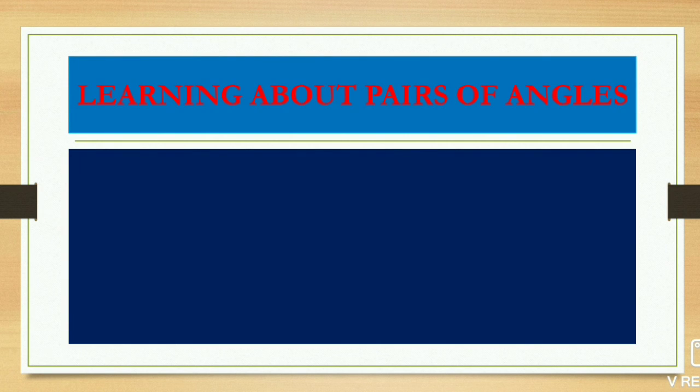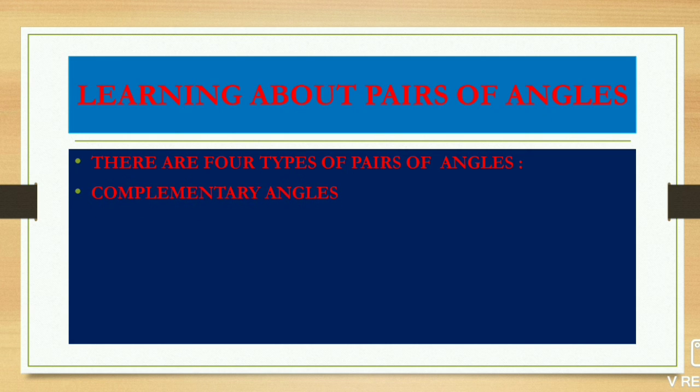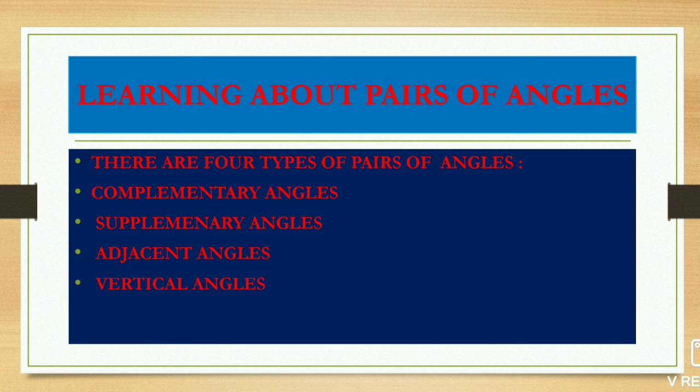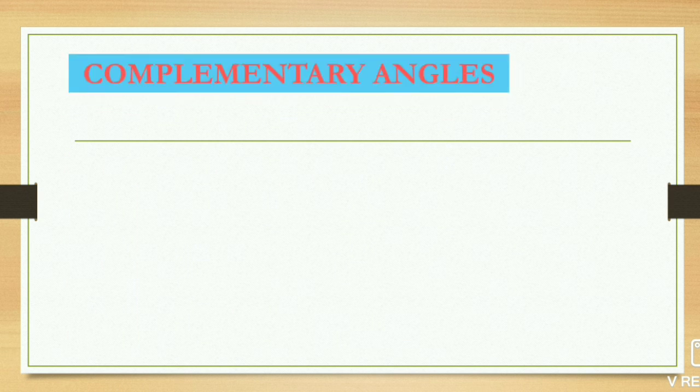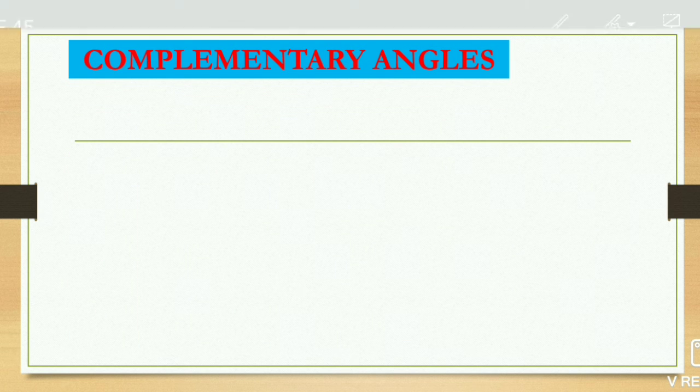Now, from here onwards, very important children, see carefully. Learning about pairs of angles. There are 4 types of pairs of angles. First one is complementary angles. Second is supplementary angles. And third is adjacent angles. Fourth is vertical angles. Let us see the first one, complementary angles.